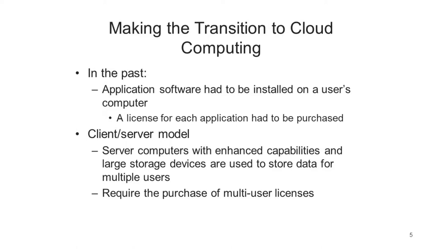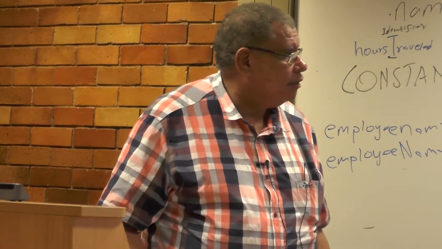Okay, but in these years we are in the process of changing to cloud computing, and this is what I'm trying to say on this slide. Application software had to be installed on a user's computer in the past. The whole licensing was an admin nightmare, because you need to maintain all those licenses, and even do some installations on the client machine to be able to connect to the server and the system on there, and to do what you're supposed to do. That's the old client server model, where you have to purchase enough licenses and maintain those licenses and so on.